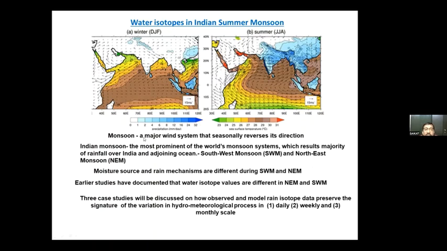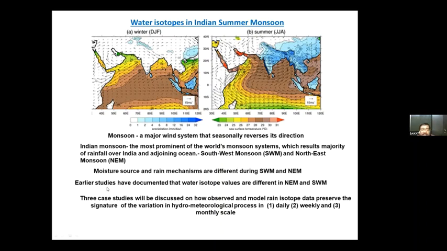Monsoon, as we all know, is a major wind system that seasonally reverses its direction. For India, at one time it flows from the southwest and at another time from the northeast. The Indian monsoon is the most prominent of the world monsoon systems, which results in copious rainfall over India and the adjoining ocean, and it controls the agro-economic development of the entire South Asia. The moisture sources and rain mechanisms are entirely different for the two monsoons that we experience here.